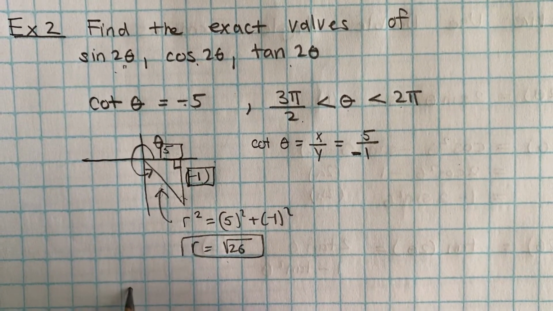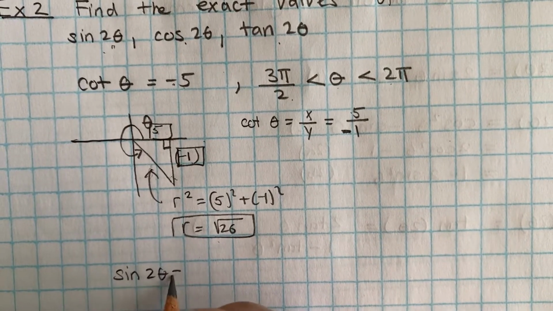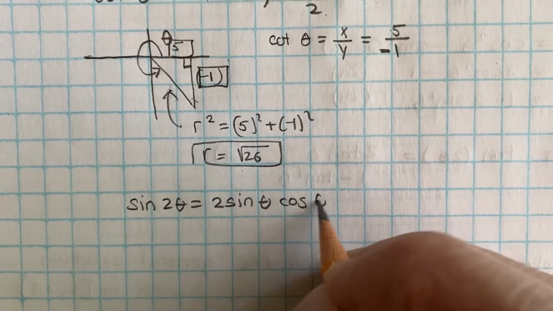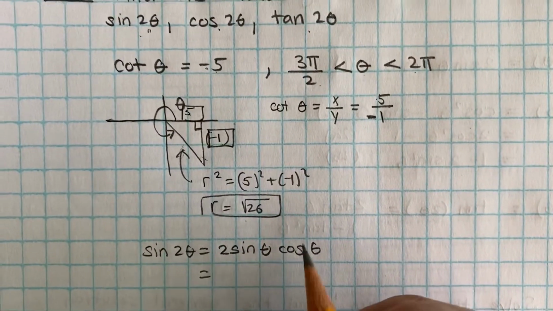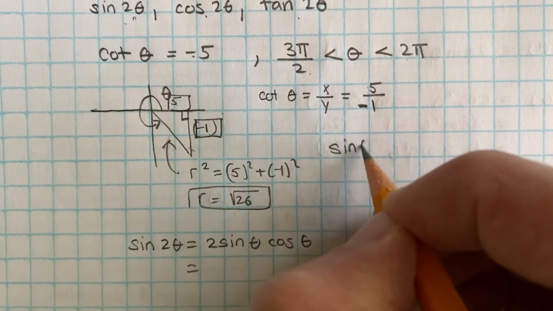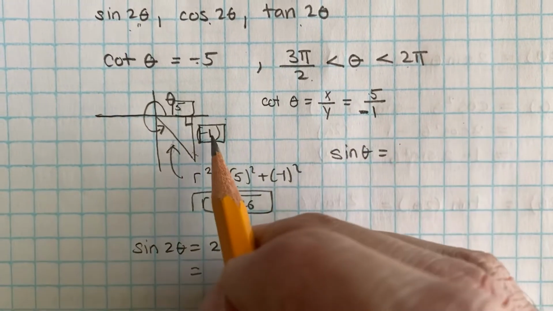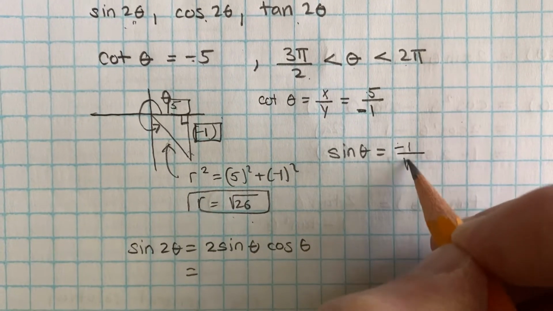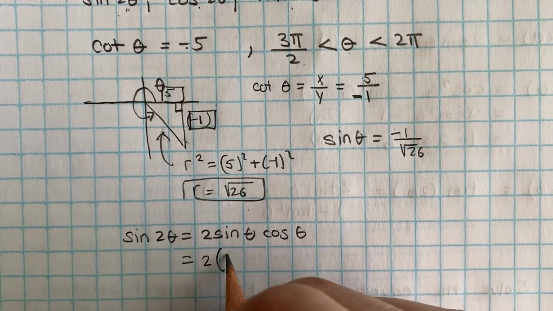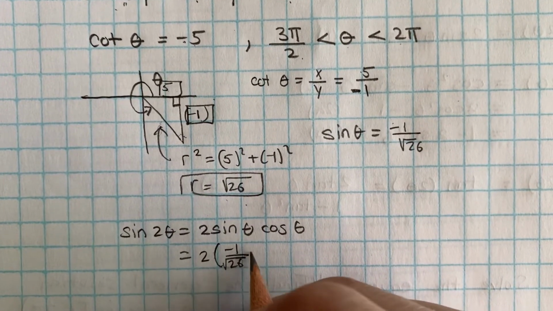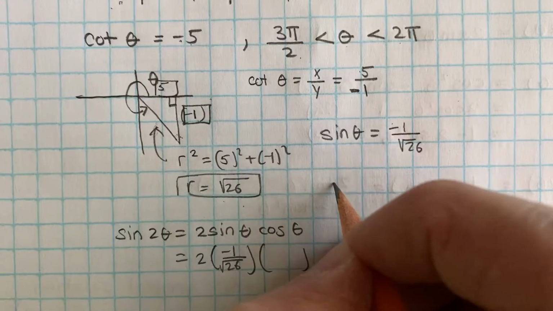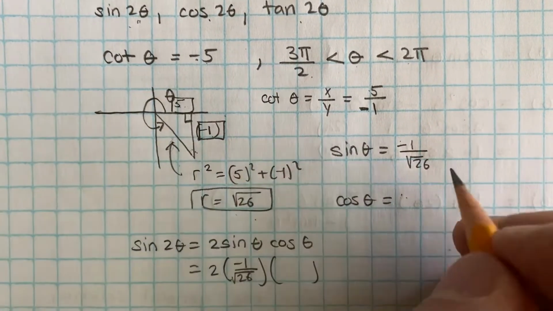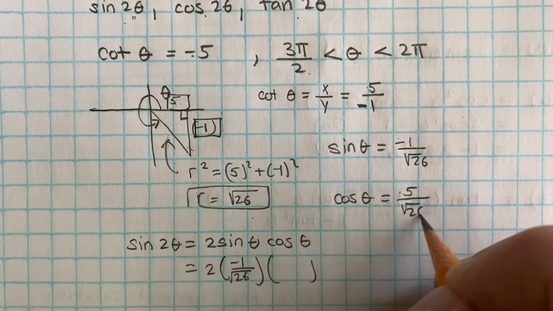Okay, so let's find the double angle of sine first. Sine of 2 theta is just 2 sine theta times cosine theta. Now all you have to do is plug in what sine theta is. Sine of theta I know is y over r. My y is -1, my r is root 26, so -1 over root 26. Cosine of theta, I'll just do it here on the side, is x over r, 5 over root 26. Your r is never negative.